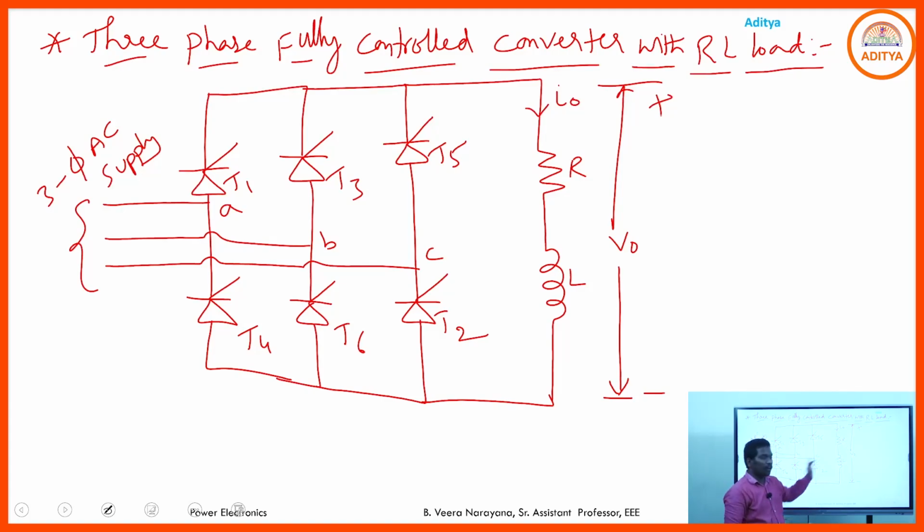If you have a high or large value of inductor, then we are able to get the continuous conduction mode. If you have a low value of inductor, we get the discontinuous conduction mode. First we go with the continuous conduction mode, later we discuss the discontinuous conduction mode of operation. So first go through the continuous conduction mode.